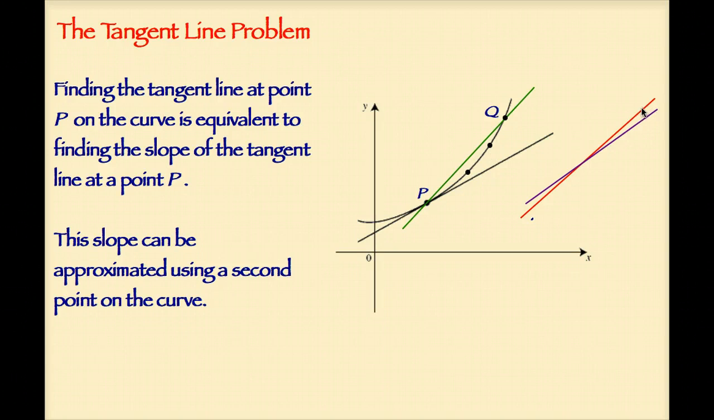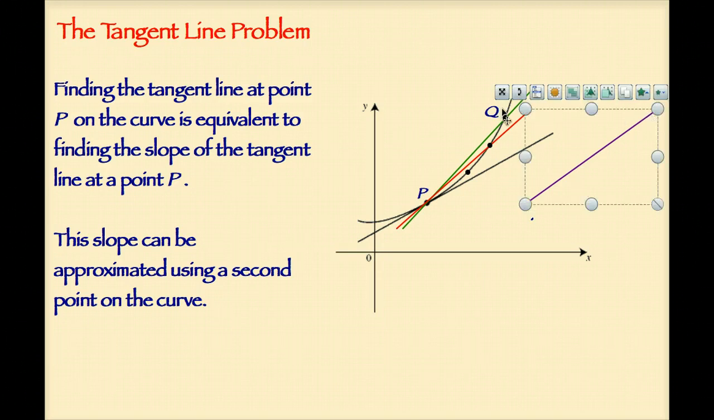The slope can be approximated using a second point on the curve. Furthermore, you'll get better approximations by using points that are closer and closer to your target point. So now with the red line, we have this point and of course P. We would be able to calculate the slope of that line, and it would be an approximation of the tangent, but it's not really a great approximation.